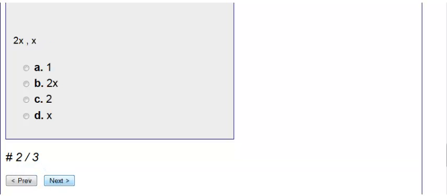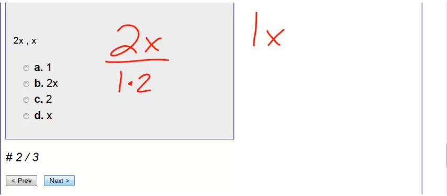Number 2, we have 2x and we have an x. So number-wise, if I look at here, I have a 2x and I have an x. So really there's a 1 there. So my factors of 2 are 1 times 2. My factors of 1 are 1 times 1. So the only number that they share is 1.